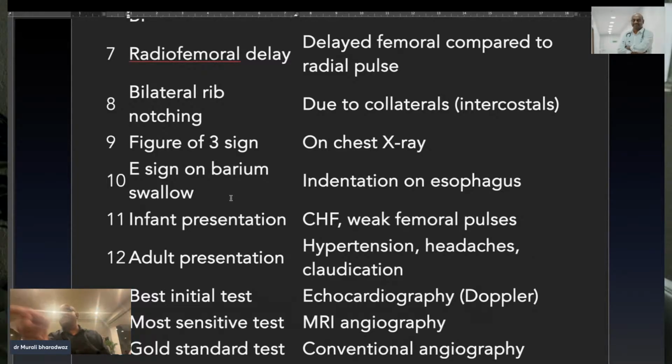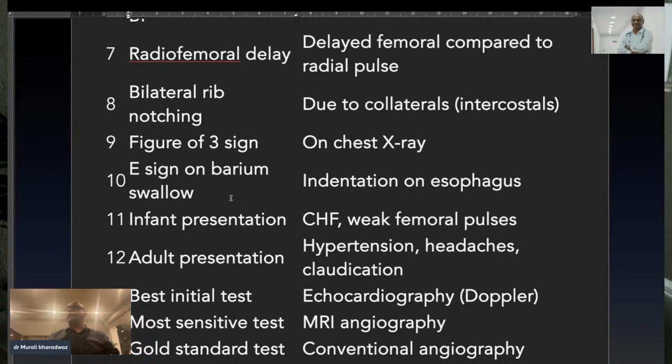On X-ray, what do you see? Before the narrowing, there is pre-coarctation dilatation of the aorta. Post-coarctation dilatation. Together, they look like a figure of 3 on chest X-ray.